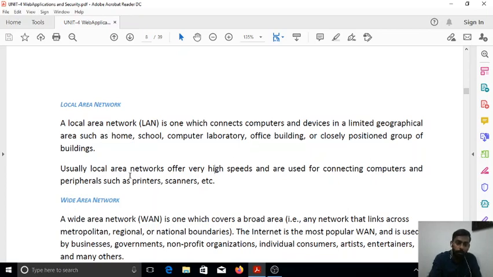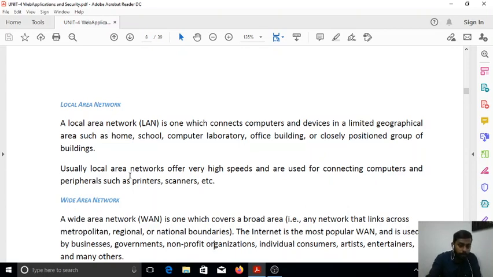An example is a school. A school is an example of a local area network. At present, your home may have a local area network, because you may be using the internet, and your brother, sister, father, mother all may be using it. There may be a local area network set up in your home. So that's what a local area network is.